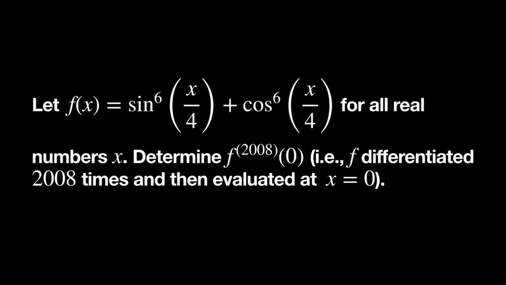Hello everyone and welcome. In this video we want to look at the following problem. We are given the function f defined by f of x equals sine to the power of 6 of x over 4 plus cosine to the power of 6 of x over 4 for all real numbers x. Now we are going to determine the derivative of f of order 2008 evaluated at 0. Okay, let's get started.